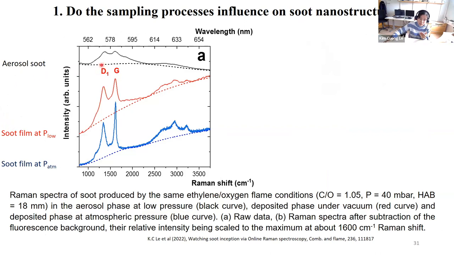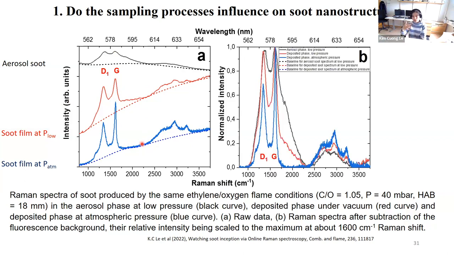The black curve here is the Raman spectra of soot in the aerosol using the online Raman technique. And then this soot is deposited on a filter at the same condition. In this case, it's low pressure. Then we have the Raman spectra as the red curve here. And then we bring that sample to ambient condition and perform ex-situ measurement. Then we have the Raman spectrum as the blue curve here. So after subtracting the background, we have their Raman spectra here.